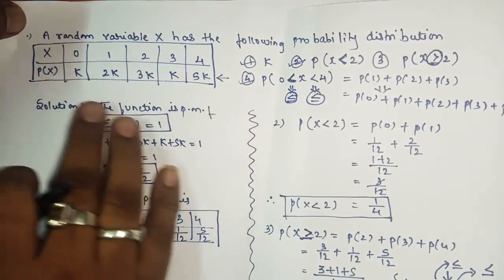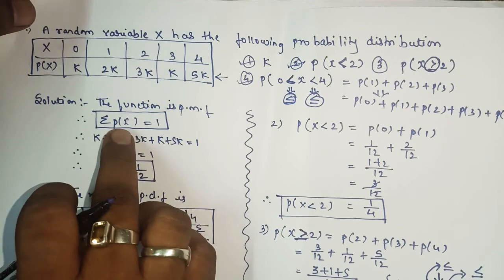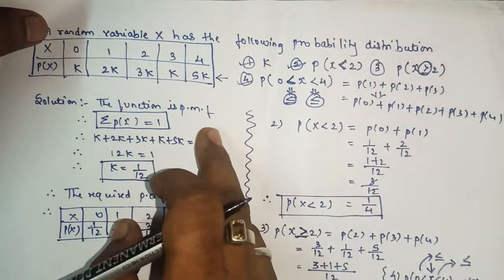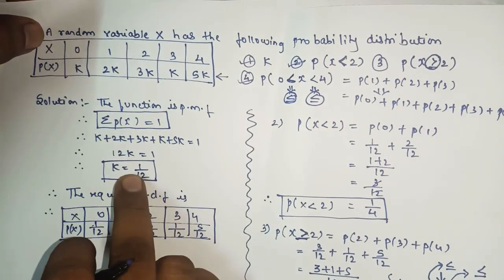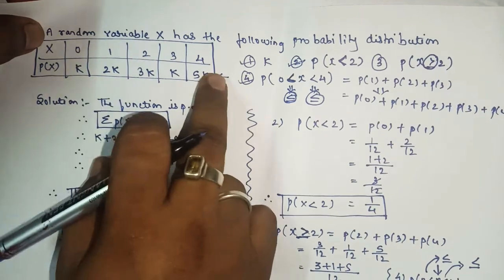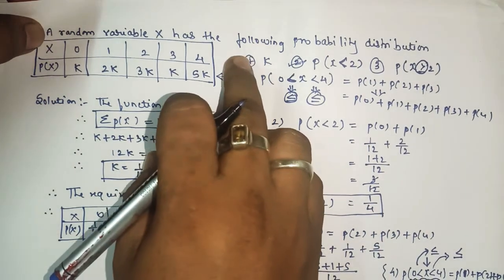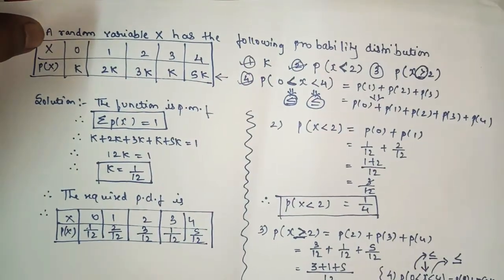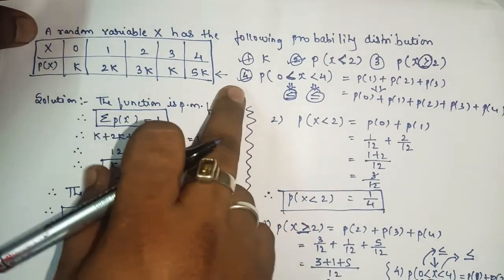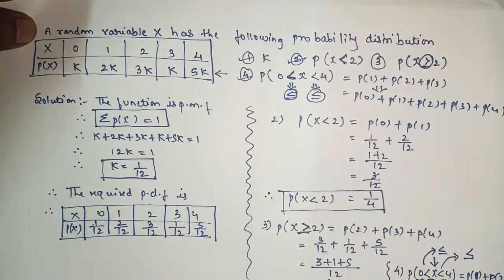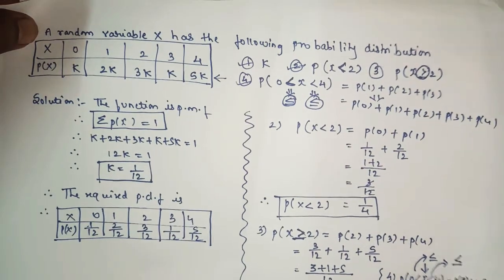is always a PMF. So the given function is a PMF, so we can apply the formula total of P of x equals 1. Substitute all the values. First find the value of k, then resubstitute the value here, then you will get the required PDF. Then after that you have to find the answer one by one. So remember this, whenever you have to find the value of k, this function is always a PMF. Without using this formula you cannot find the value of k.